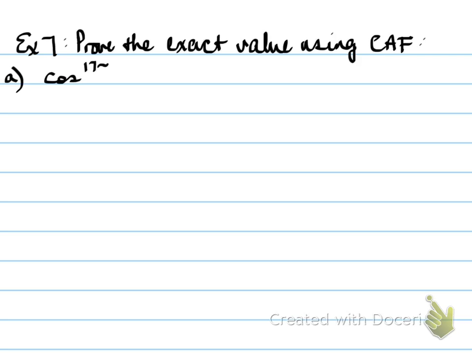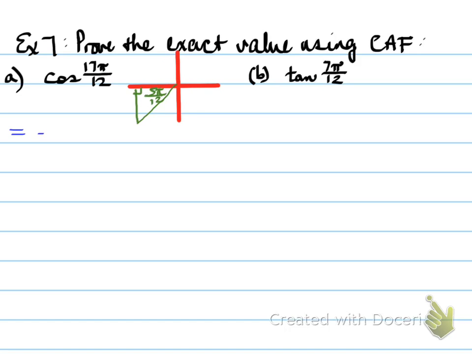All right, example number 7. Prove the exact value of the following functions using CAF. Here's the first one, and here's the second one. With the first one, 17 pi over 12, we need to prove that the value is what it's going to be. Well, 17 pi over 12 is located in the third quadrant, and the related acute angle will be 5 pi over 12. So cosine of 17 pi over 12 is equal to negative cosine of 5 pi over 12. Why did I do that? Well, I know that in this quadrant cosine is negative, and I know this is the related acute angle. So the value of this is equal to the negative of the related acute angle.